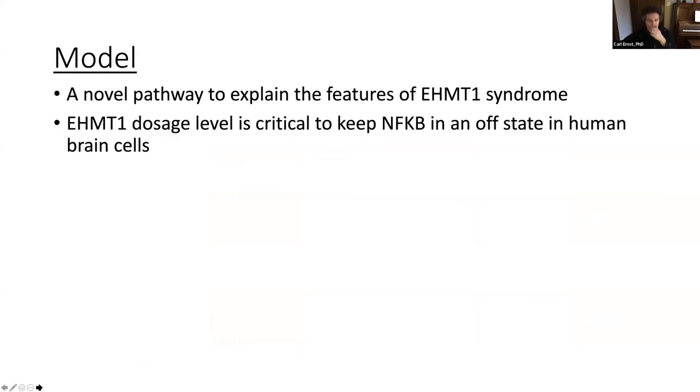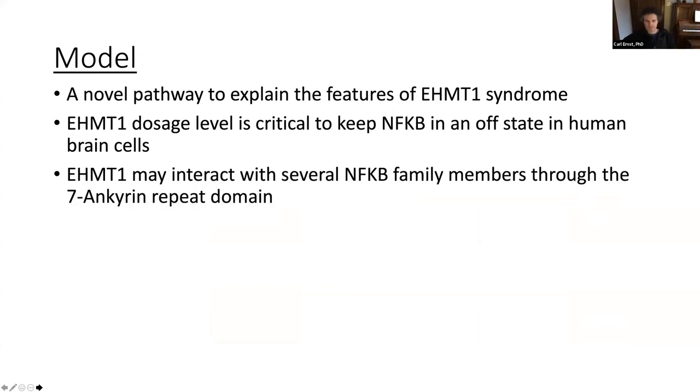And NF-kappa-B could explain a number of different symptoms that children, or anybody, has with EHMT1 loss. So just a conclusion, we think this is a new pathway to explain some of the features of the syndrome. Of course, we're in a cell right now and I'm extrapolating, but if you start looking into this, you can start to see the kind of things I'm talking about. We think that the dosage of EHMT1 is critical to keep NF-kappa-B in an off state, and that's the family of proteins in human brain cells. It's contributing somehow to building this prison around this transcription factor.